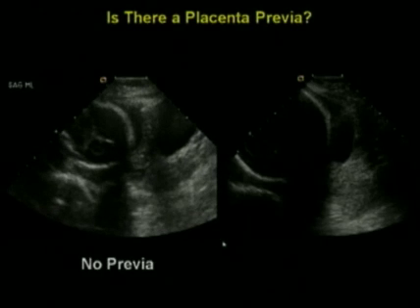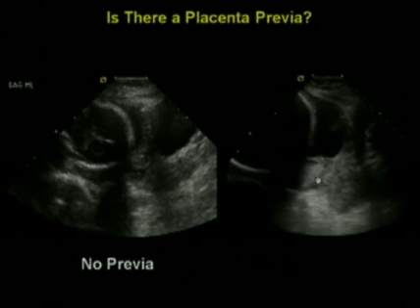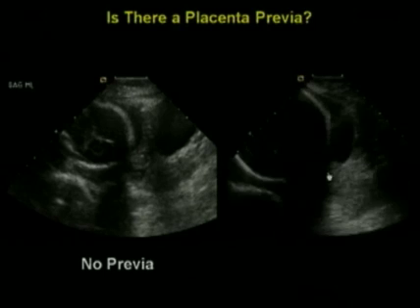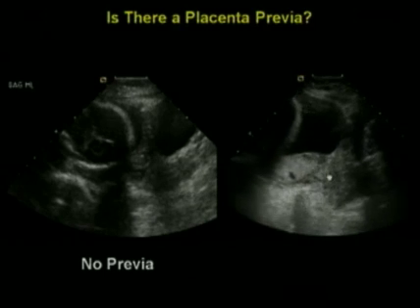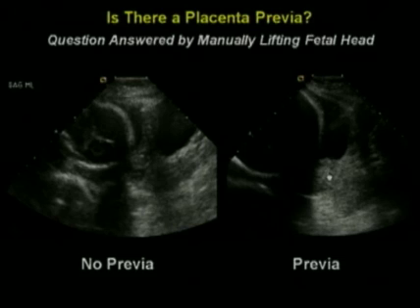In the other case, when we push up, there's the placenta right over at least part of the cervix. So this is a placenta previa, at least a marginal, maybe even a full previa. So it's a previa. We answered the question by manually lifting the fetal head. So if you can lift the head, you can avoid the pitfall of having to give a non-definitive diagnosis where you just say you can't tell.